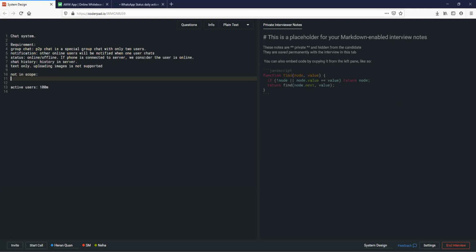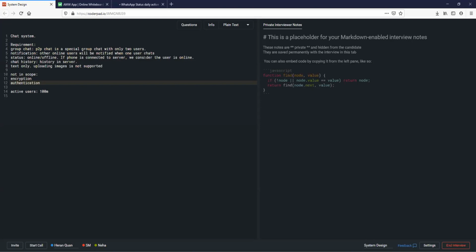Let's put encryption and other things out of scope, because encryption is definitely a very big topic. Yeah, I think it's worth a separate session. And authentication is also a very big topic, I would say. Yeah, I think these are worth talking about separately.